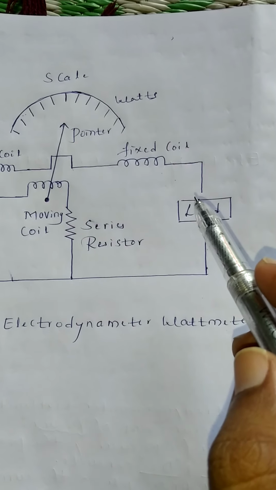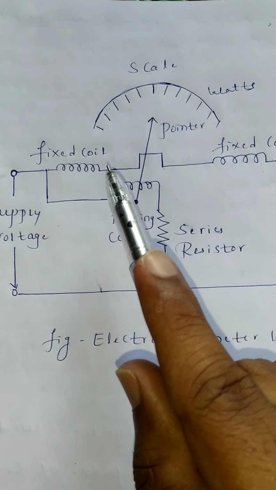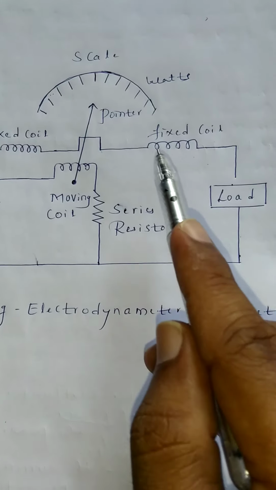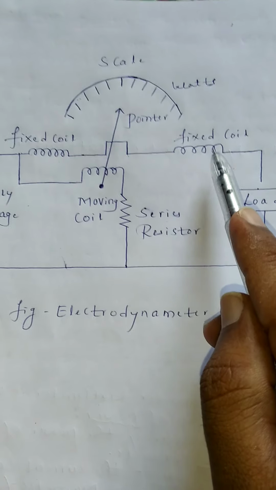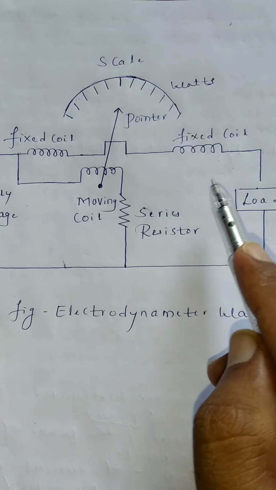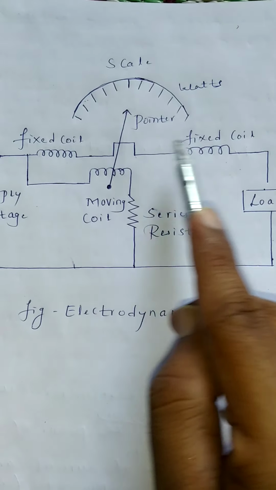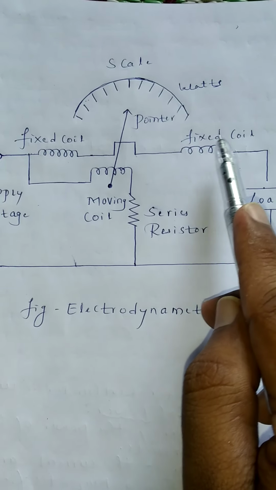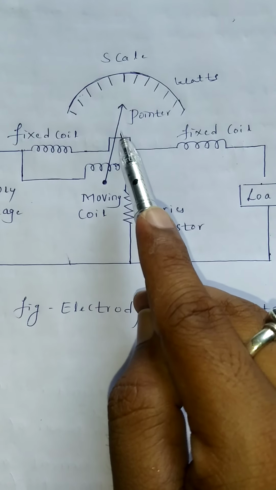First we'll discuss the construction. First one is the fixed coil. The fixed coil is connected in series with the load. It is considered a current coil because the load current flows through it. For making the construction easy, the fixed coil is divided into two parts. These two elements are connected in parallel to each other. The fixed coil produces a uniform magnetic field, which is essential for the working of the instrument.